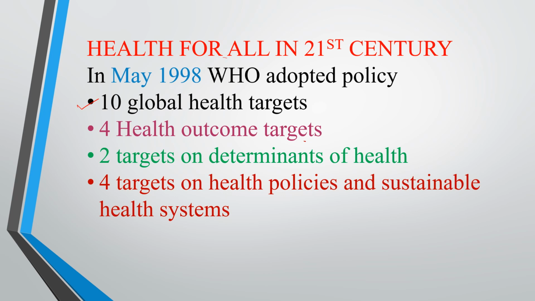In these 10 global health targets, 4 were health outcome targets, 2 were targets on determinants of health, and 4 targets were on health policies and sustainable health systems. In May 1998, WHO adopted a new policy for Health for All. In this, 10 global health targets were there: 4 health outcome targets, 2 targets on determinants of health, and 4 targets on health policies and sustainable health systems.